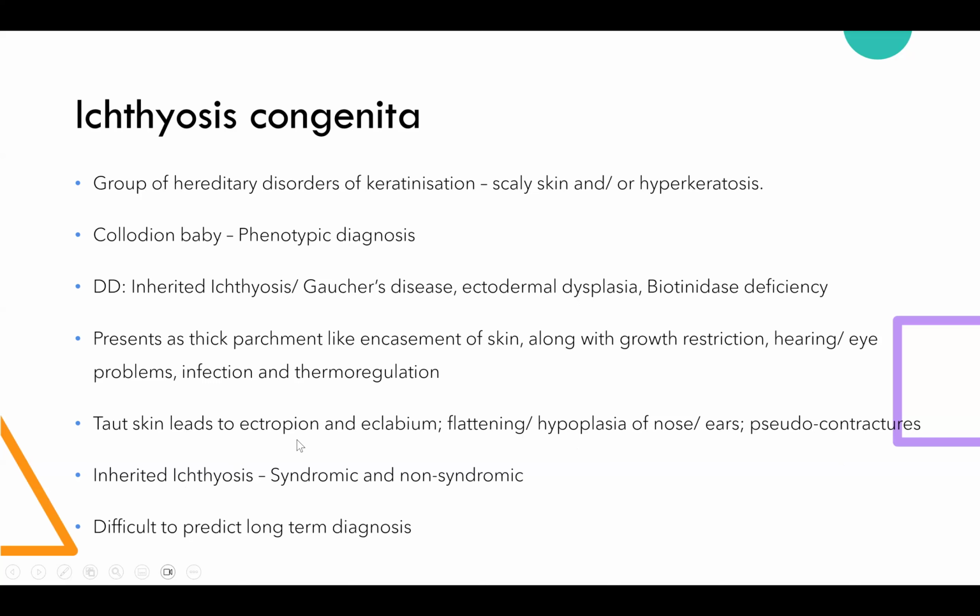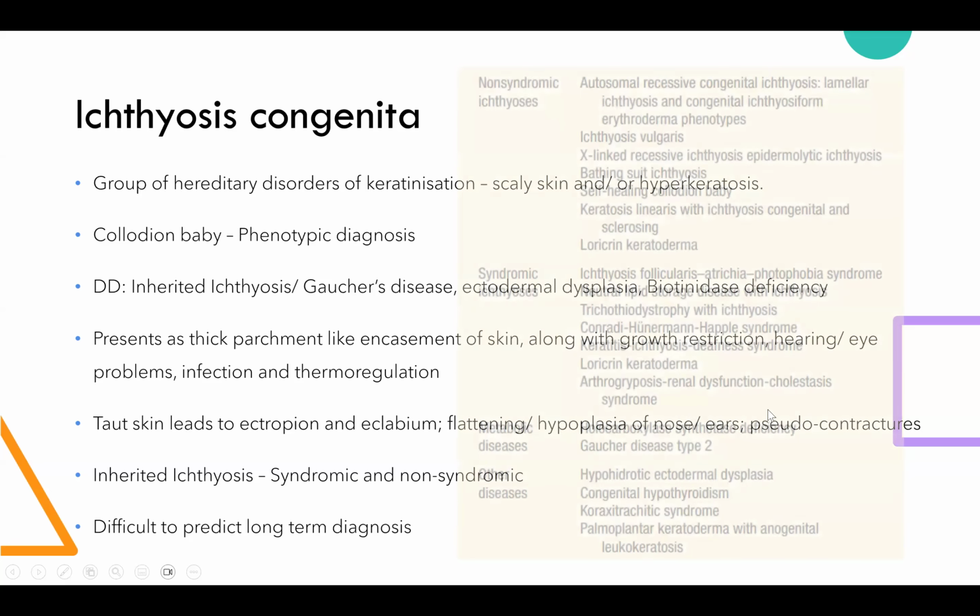Inherited ichthyosis can be syndromic, where the colloidal membrane can be associated with other problems like immunodeficiency, hearing defects, heart problems, or it can be non-syndromic. Non-syndromic is divided into autosomal dominant, autosomal recessive, and X-linked recessive. Autosomal dominant and X-linked are relatively more common. With the clinical presentation of colloidal membrane at birth, it is difficult to predict the long-term diagnosis or prognosis.